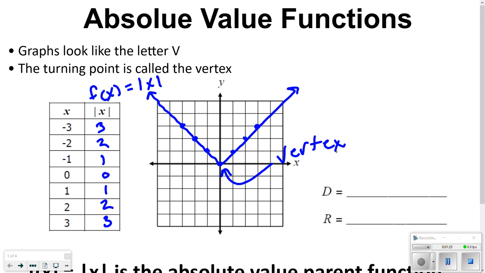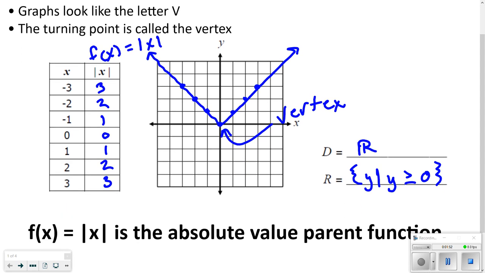Now, another important thing to know is that the domain is always going to be all real numbers, and the range is going to depend on the vertex and which direction that V opens up. So in this case, we have a lowest y value. Our lowest y value is 0, so that means that the range has to be all y values such that y is greater than or equal to 0.